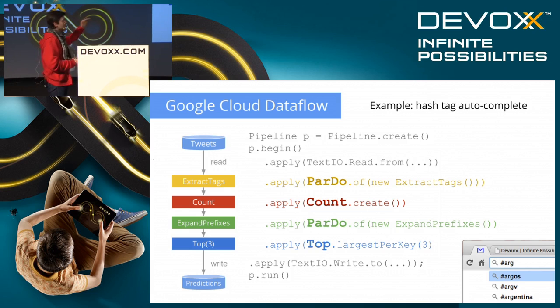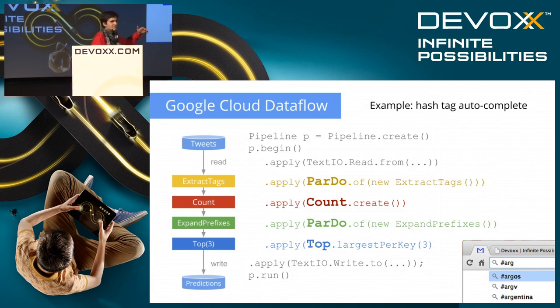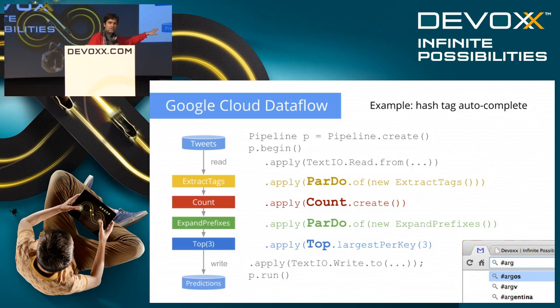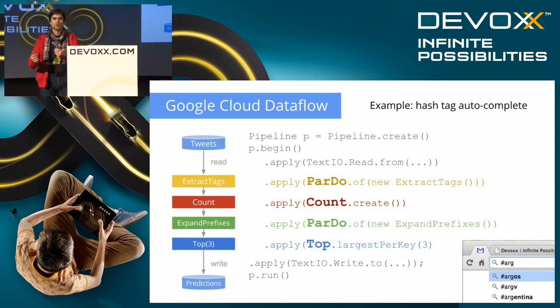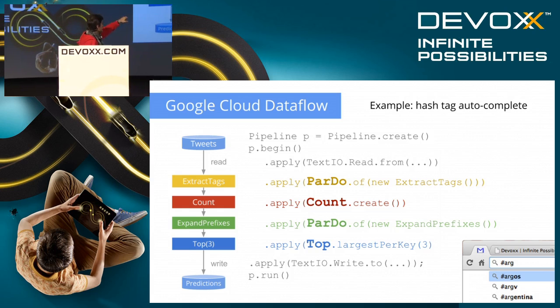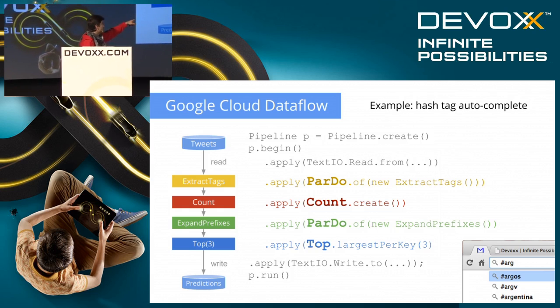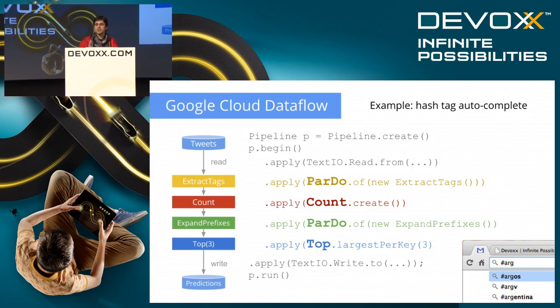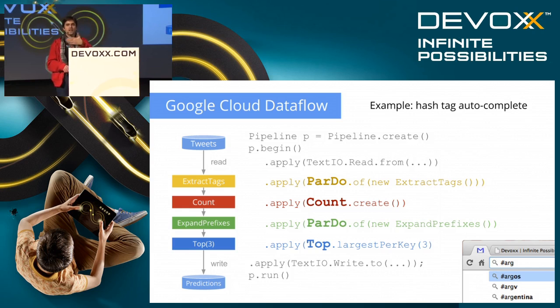So here is the high-level code that you would use to execute this. And the core of it, apart from reading and writing the data, is that you process it using those primitives. One primitive is parallel do with a function that does something. The new extract tags is a class that has a do function that actually does what you want to do on your tags. Count, which is an aggregation function. Parallel do again, which does the expanding of prefixes, the bit that from Argentina extracts A and AR and ARG and so on. And then top, which is another aggregation function.